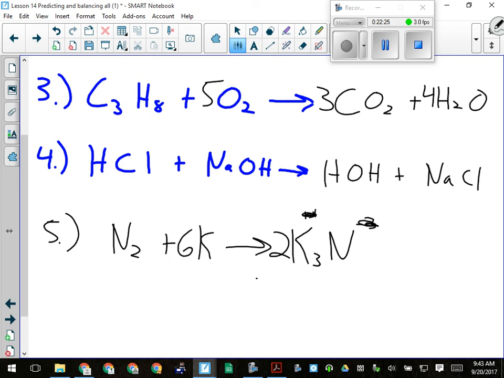Because if I put a 3 here, that won't balance my nitrogens. There's only 1 on this side. Let's start it over again so you can see. If I leave it like this and I just say, oh, I'm going to put a 3 here, that only balances my potassium. I have 2 nitrogen over here and only 1 over here.